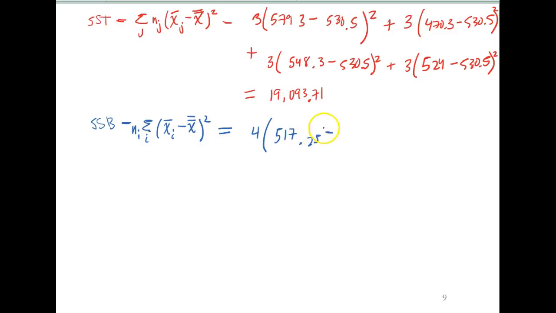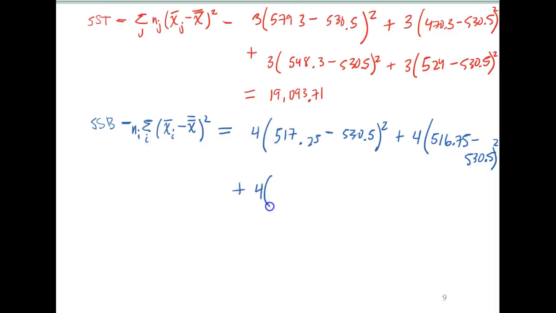517.25 minus the overall mean, 530.5 squared. And then reader 2, there's 4 data points for reader 2. We have 516.75 for that mean minus the same 530.5 all squared. And we add up the last one.